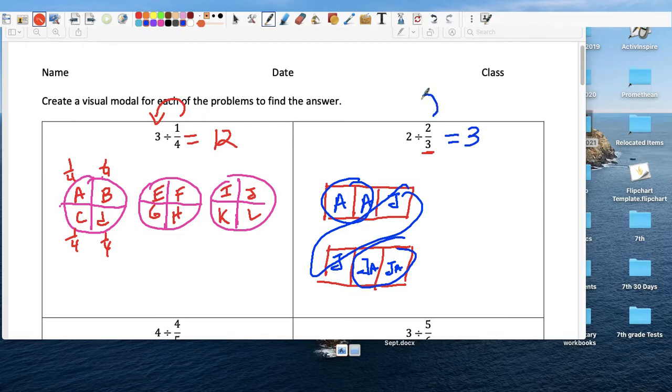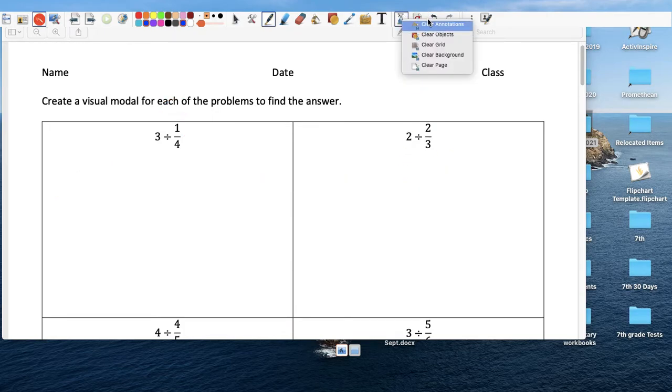So 2/3. How many 2/3? ¿Cuántos 2/3 existen? Can we make? Podemos. How many 2/3 exist inside of 2? 3. That's not that bad.